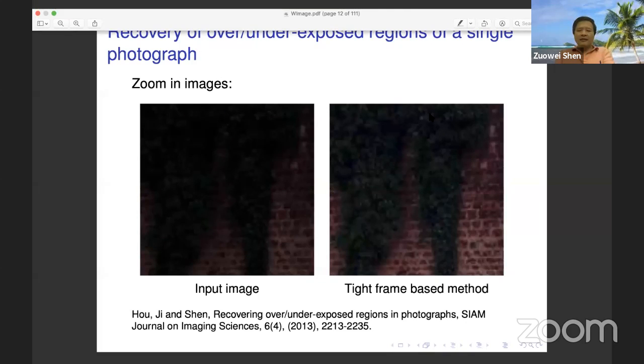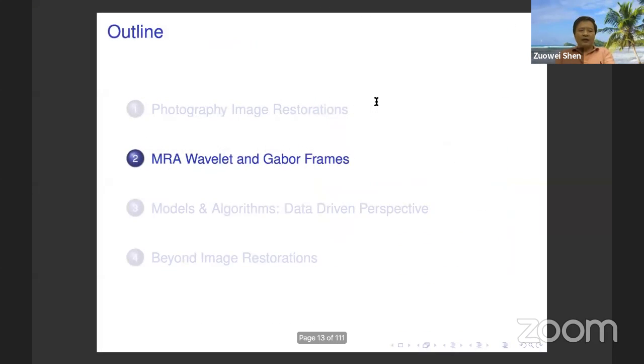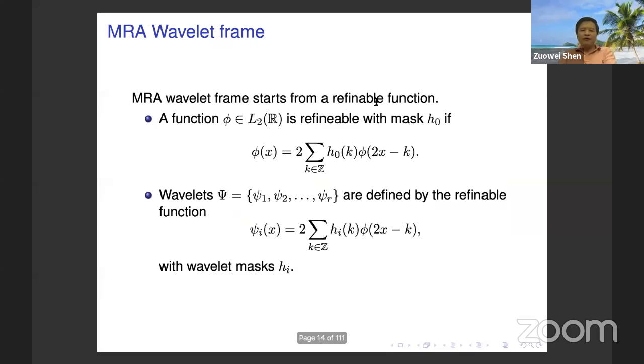Next, I'm going to move on to MRA wavelets and Gabor frames. This maybe is an old topic, but I'd like to go through it briefly. So here, for the wavelet frame we use a redundant wavelet system. That's the frame, and it is MRA based, which means a multi-resolution analysis based wavelet frame.